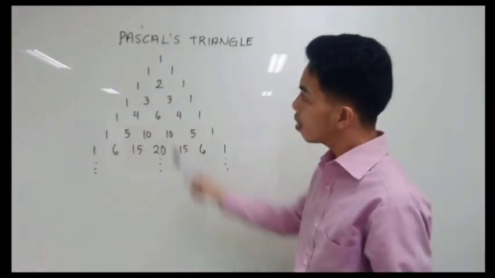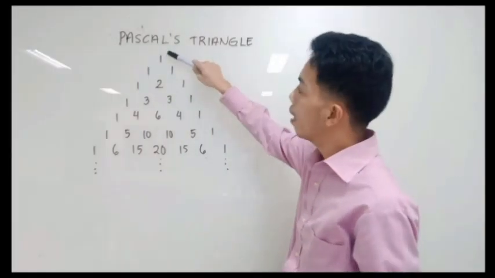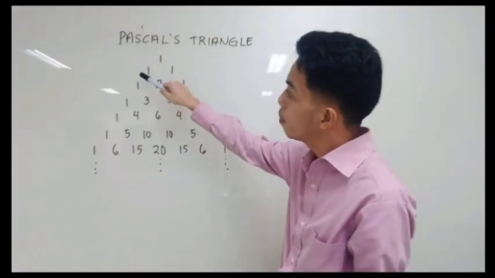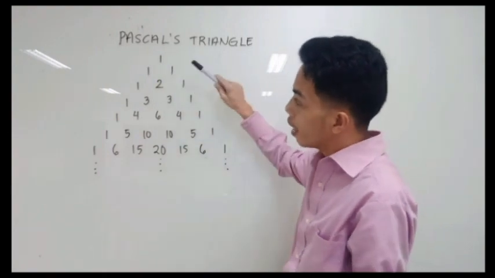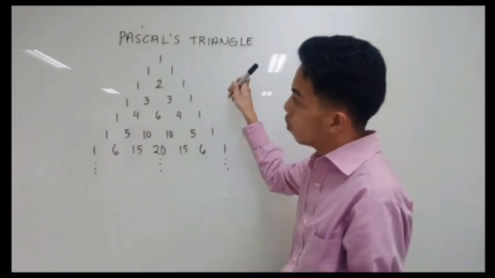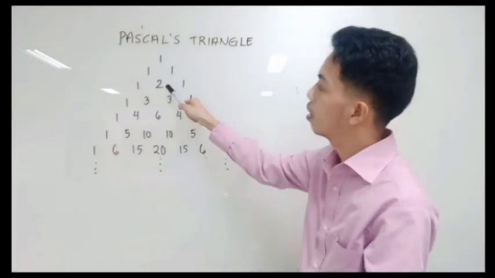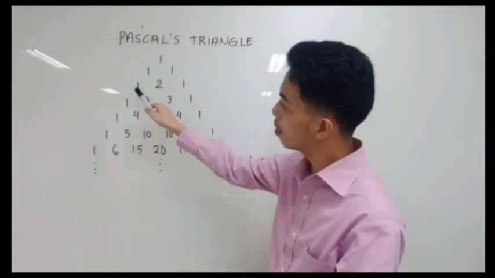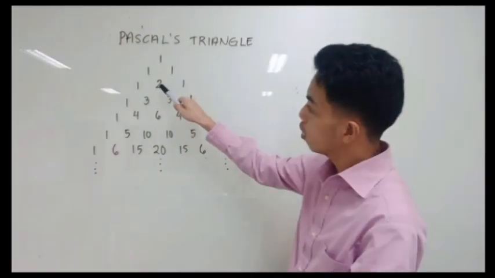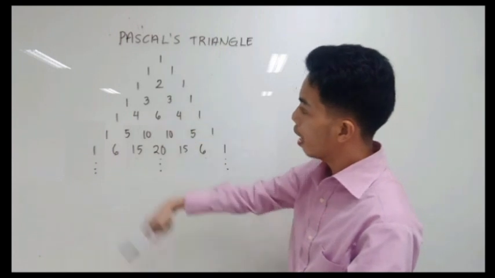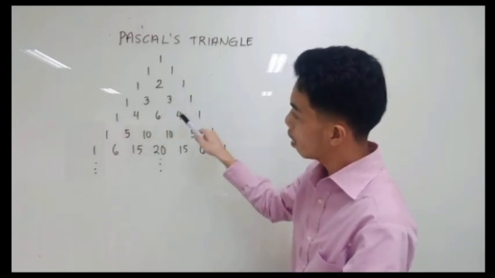So as you can see, the pattern here is nag-start siya sa 1, and then meron tayo sa pangalawang layer na 1 and 1. And then sa pangatlong layer, kung mapapansin ninyo, pinag-add natin si 1 at si 1 para magkaroon tayo ng 2. And here naman, pinag-add natin si 1 at si 2 para magkaroon tayo ng 3 dito. And nagkaroon tayo 2 plus 1, 3. And then we have 1 plus 3, 4. 3 plus 3, 6. 3 plus 1, 4.